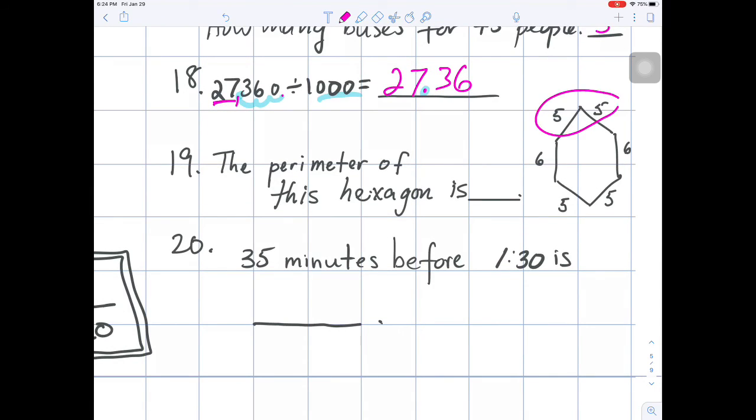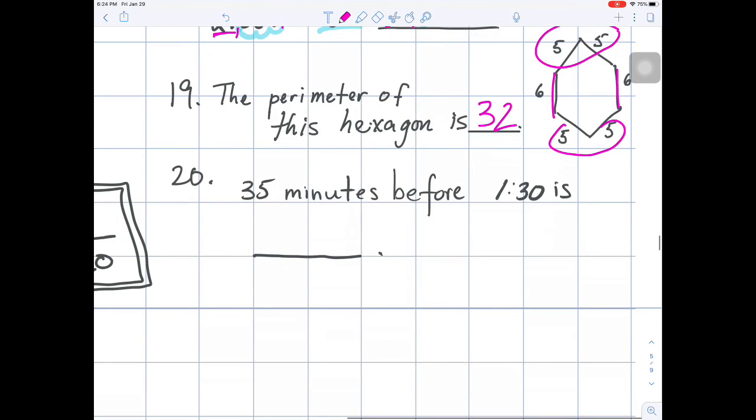The perimeter of this hexagon is 5, 5, 5, 5, that's 20, plus 6 and 6 is 12 more, is 32. 35 minutes before 1:30 is what? Well, 30 minutes before 1:30 is 1 o'clock. And if I take away 5 more minutes, I'm at 12:55.